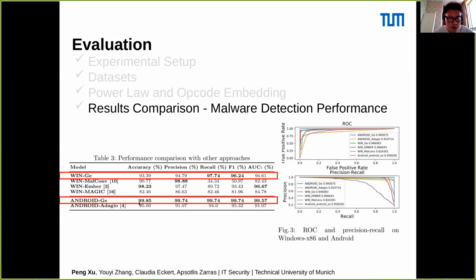Our malware detection performance is also very nice, especially for Android application malware detection. Compared to Adagio, we get better accuracy, precision, recall, and F1. For Windows malware detection, we didn't get a very high accuracy and precision, but compared to related work, we get better recall and F1. In total, our system is stable compared to other related works.